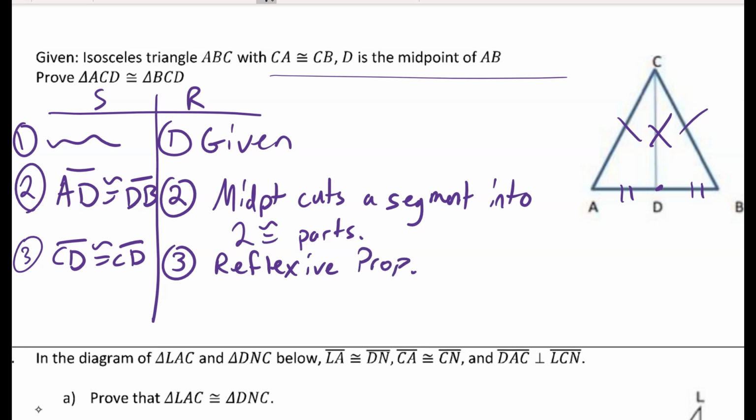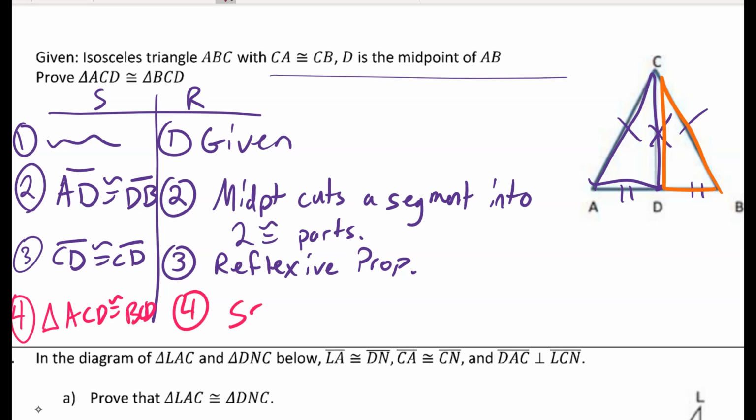Now, if I'm looking at these two triangles, triangle ACD and triangle BCD, I actually have enough information to prove that they're the same because all of the sides are the same. So at this point right here, I have enough to claim that triangle ACD is congruent to triangle BCD. My reason is that it's a side-side-side proof.